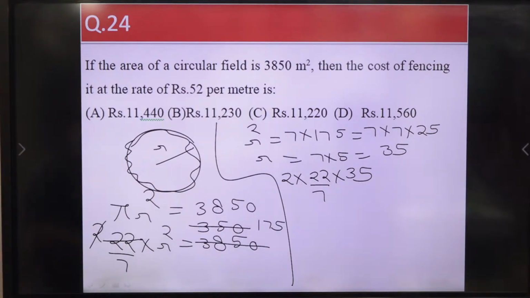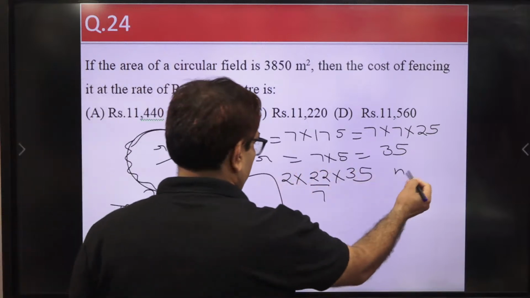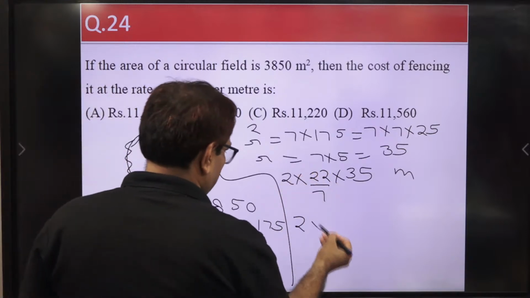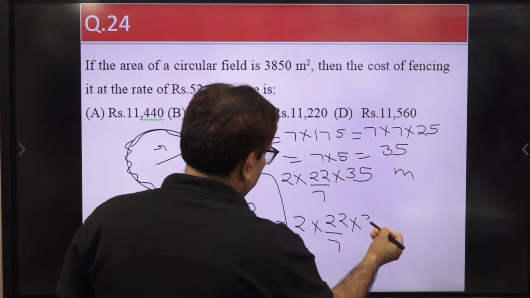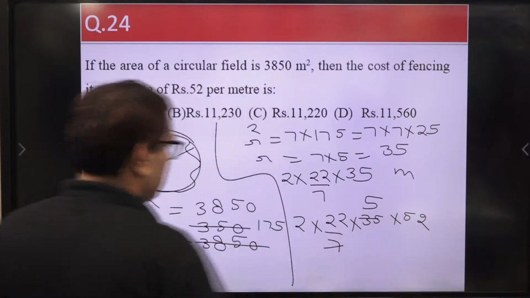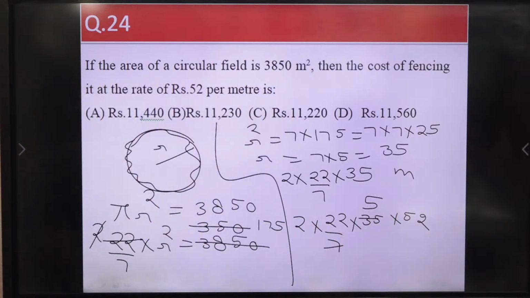Now the cost of the fencing is 52 per meter. So this is the circumference in meters. So the cost of 1 meter is 52. So the cost of this will be what? 2 into 22 upon 7 into 35 into 52. 7 fives are 35. Now you can multiply and you will get the answer. This will be the total cost of fencing one time around the circular field. So A is the right answer here. You can make this calculation and you will get A as the right answer. So area of circle, perimeter of circle, you should remember the formulas.